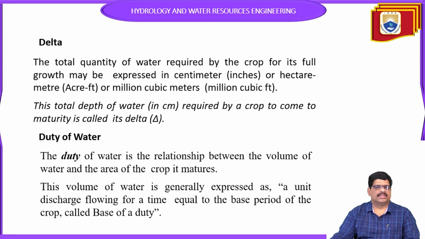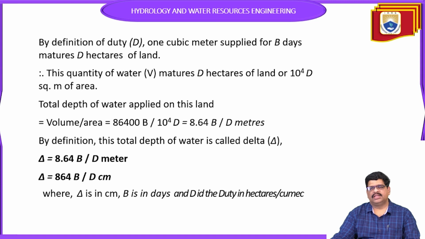That is what we discussed. There is a relationship between duty, delta and base period: delta is equal to 8.64 B by D in centimeters, or delta is equal to 8.64 B by D per meters. This is the expression for the relation between duty, delta and base period. Here B is the base period and D is the duty. Today we will solve some problems regarding this.